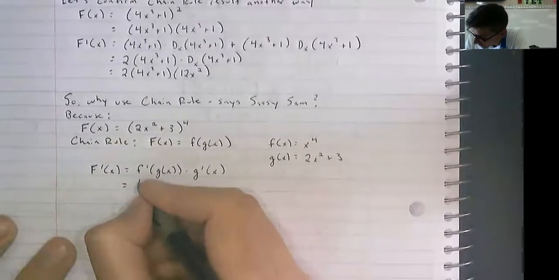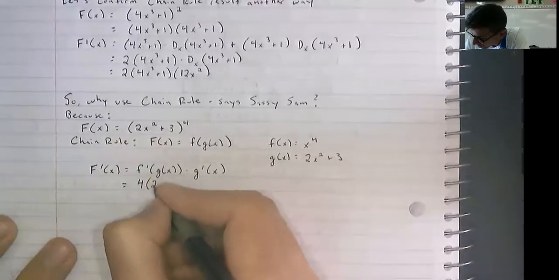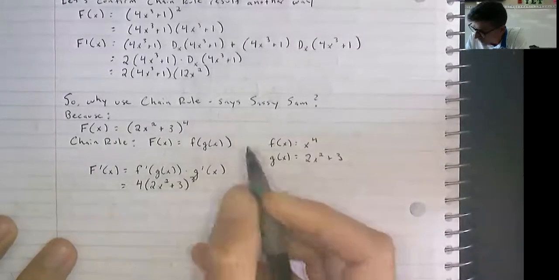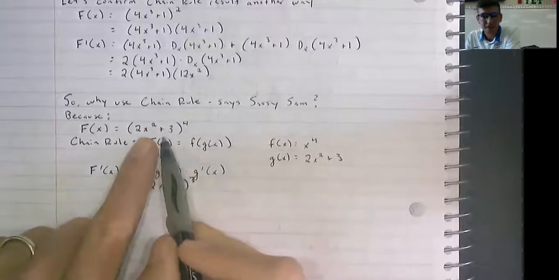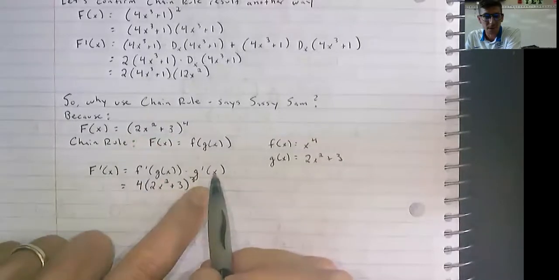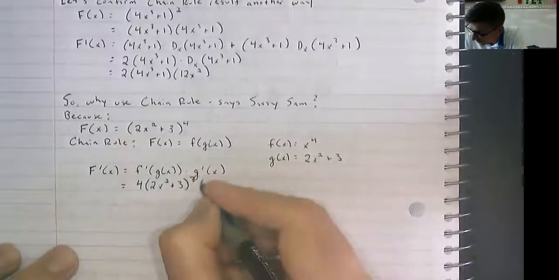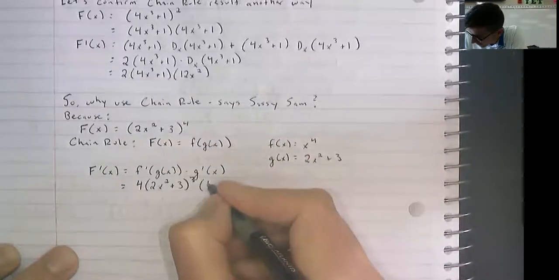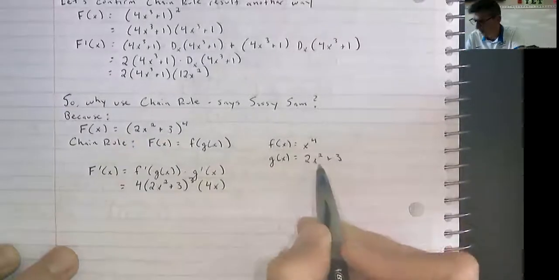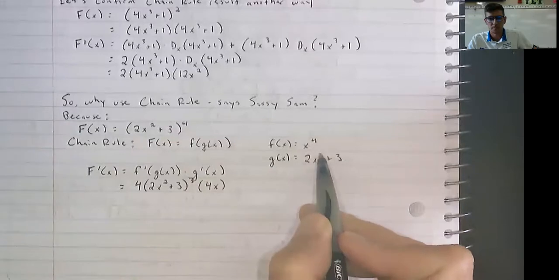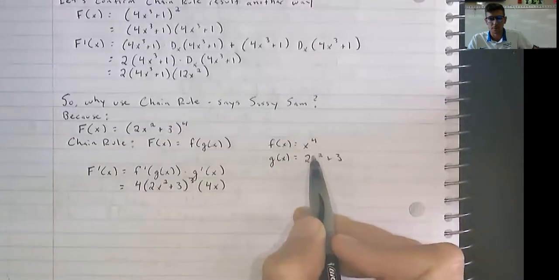So we get 4 times (2x squared plus 3) cubed, and then differentiating the inside guy, g prime of x, g of x being this guy, we multiply this by 4x, because the derivative of this is just 4x. 3 goes away, 2 times 2 is 4, 4x.